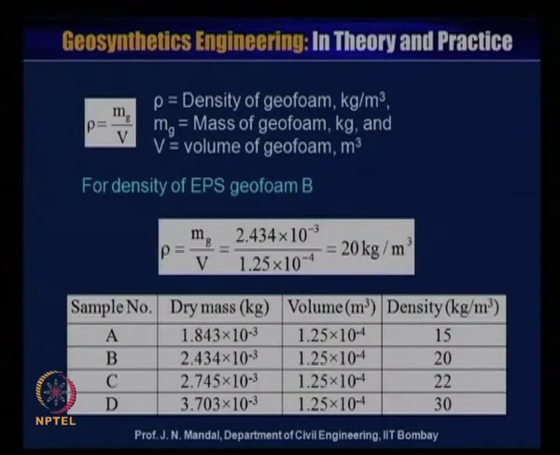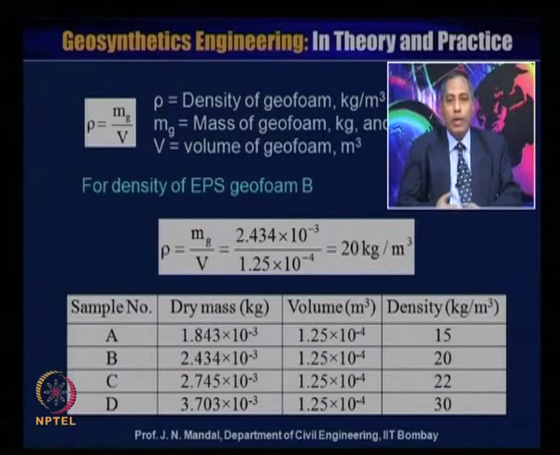For the density of expanded polystyrene geofoam B, let us consider sample B. Then the density rho will be equal to mg divided by v, and you can take the weight on a weighing balance and measure it. This is 2.434 into 10 to the power minus 3, divided by the volume of the expanded polystyrene geofoam, which is 1.25 into 10 to the power minus 4 meter cube. So, this will give 20 kg per meter cube. That means the density of the expanded polystyrene geofoam B is 20 kg per meter cube.